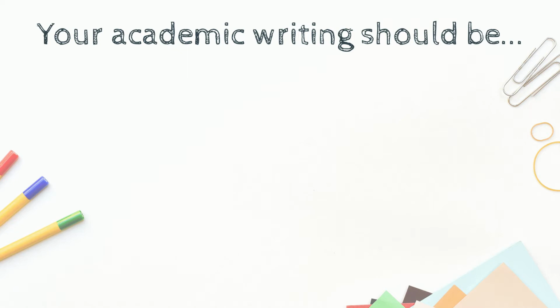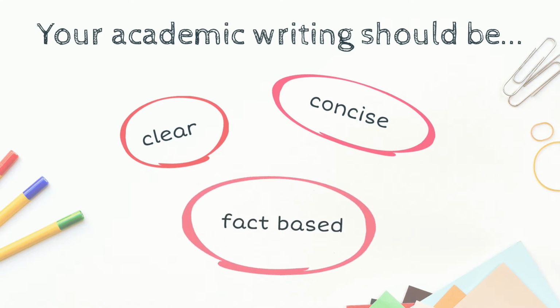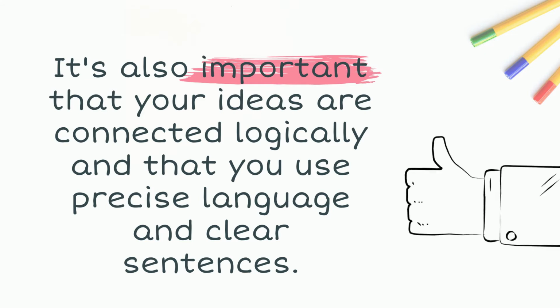Academic writing should be clear and concise. To demonstrate your understanding of a subject or topic, your writing should also be fact-based. Make sure your ideas are connected logically. You should use precise, formal language and clear sentences, avoiding biased and emotional statements.